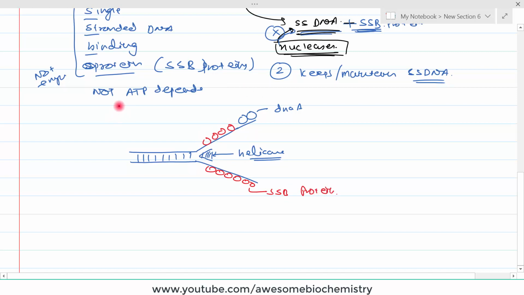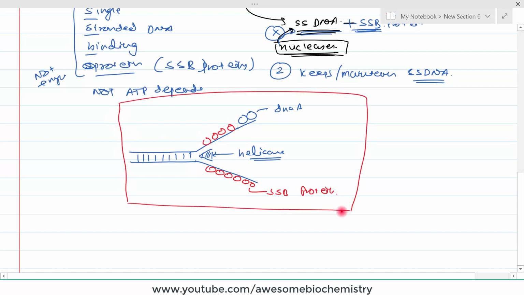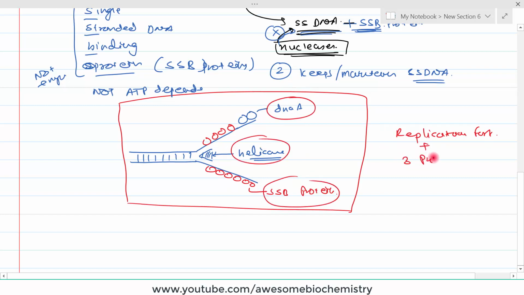So in this complex, we have one DNA. This is a replication fork. So we have the replication fork plus three proteins. One is DnaA, second one is helicase, and third is SSB protein. This complete complex is known as the pre-priming complex.